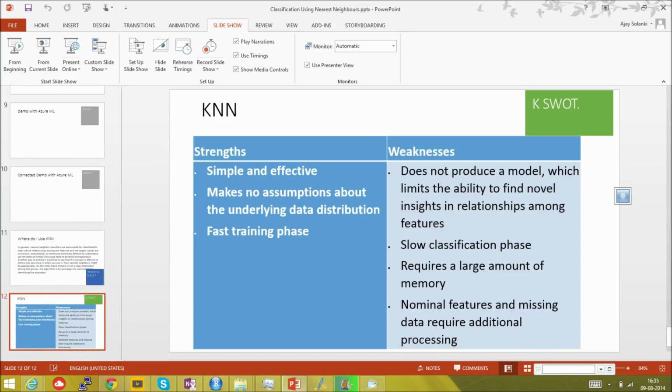Now, getting into the SWOT, the last slide which I have. Strengths: simple, effective, makes no assumption about the underlying data distribution, and a fast training phase. Weaknesses: does not produce a model, slow classification phase, requires a large amount of memory, and nominal features and missing data require additional processing. So this is where KNN is.